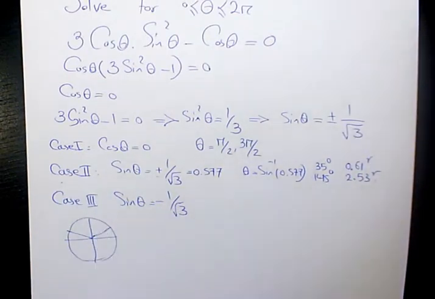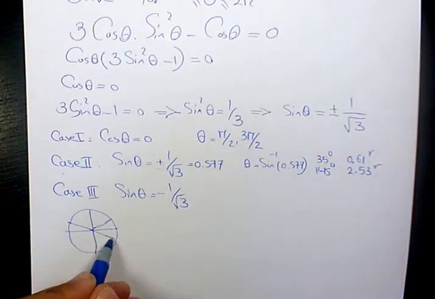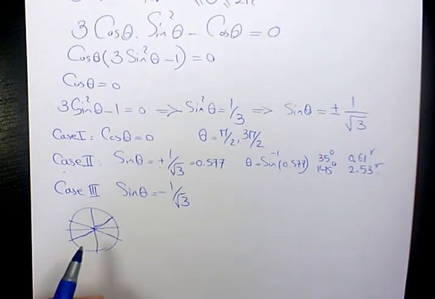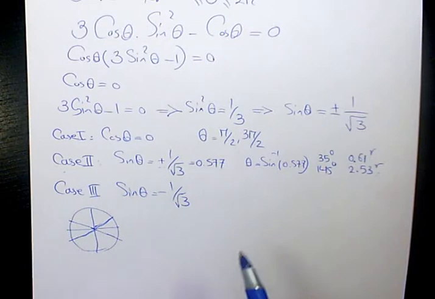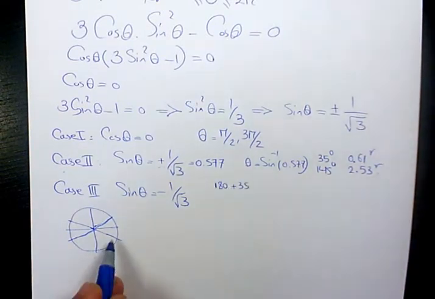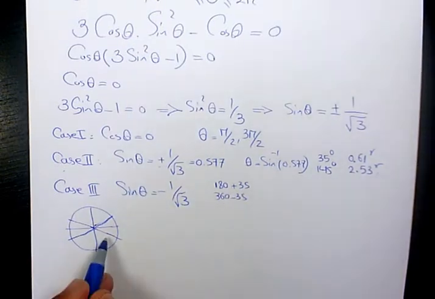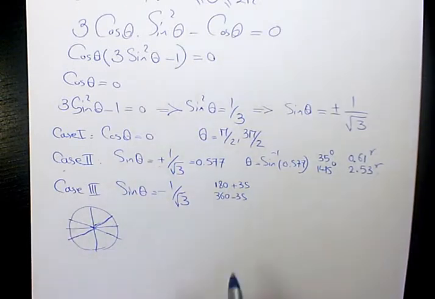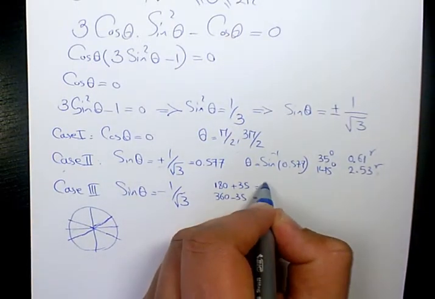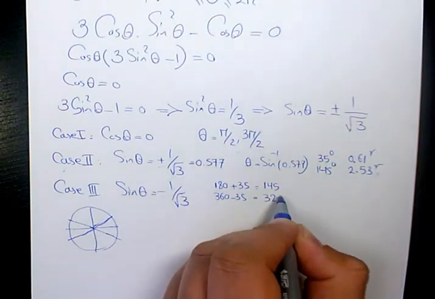Now let's check case 3. Case 3 is going to be the same thing, but it's going to be on quadrant 4 and quadrant 3. So one answer is going to be 180 plus 35. The other answer is going to be 360 minus 35.